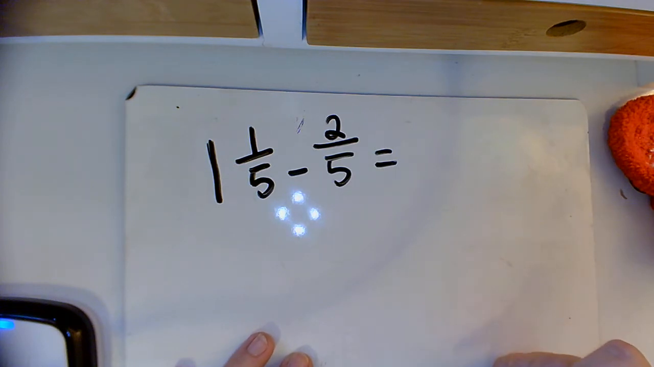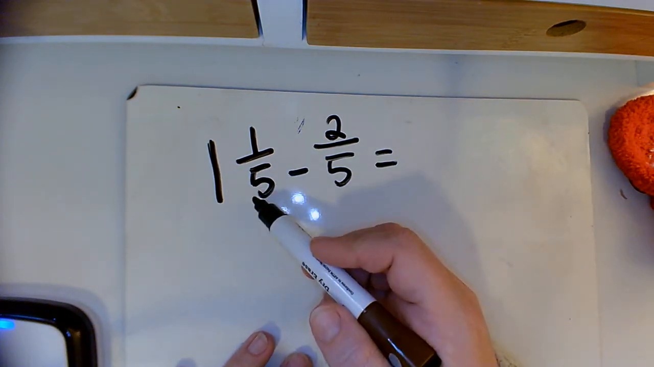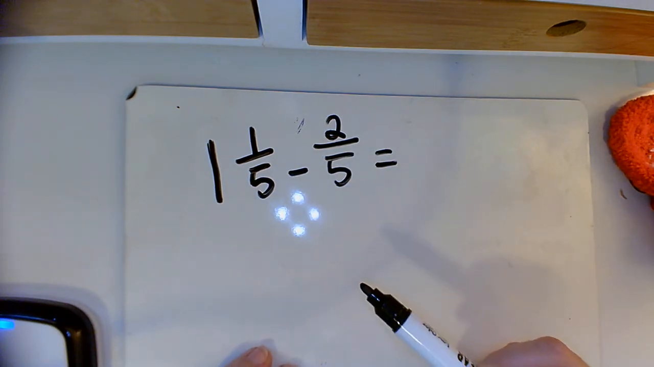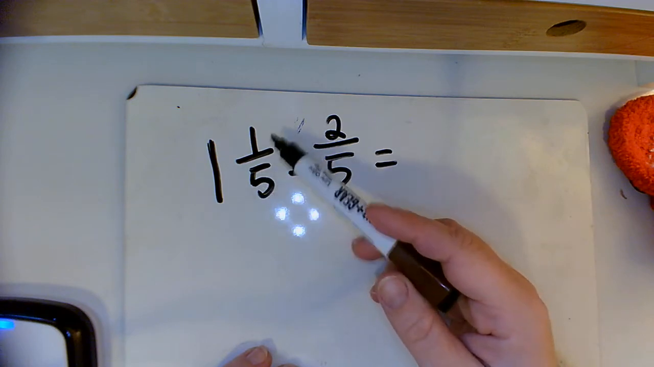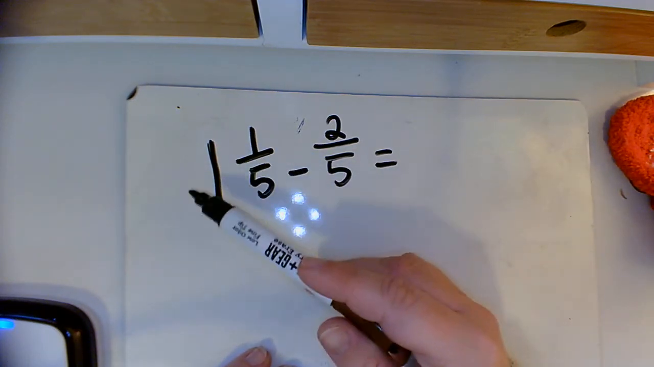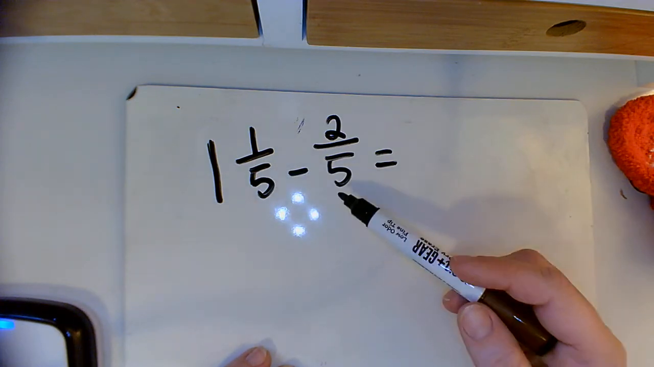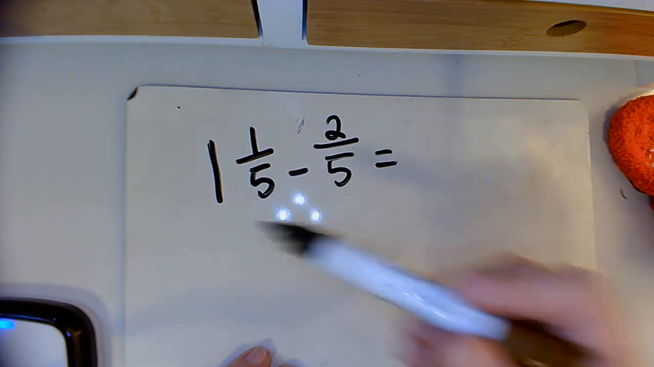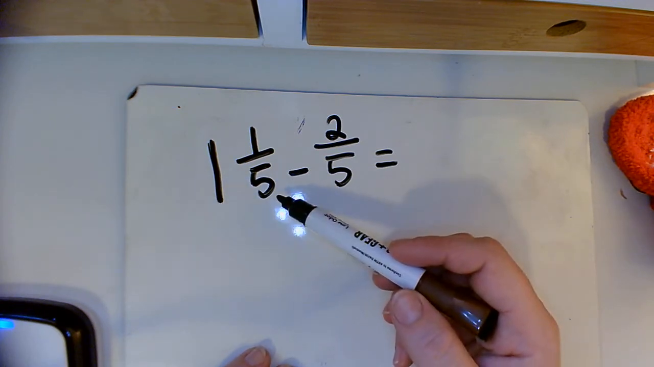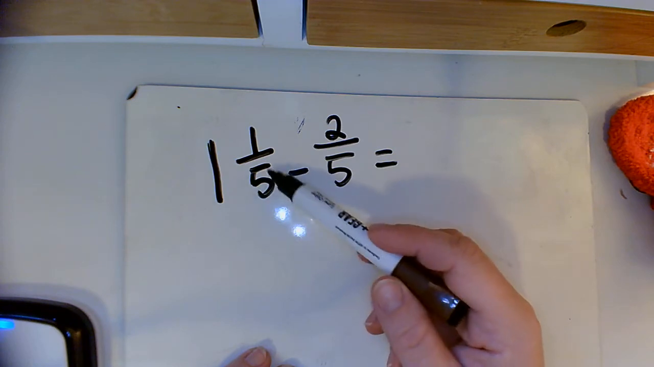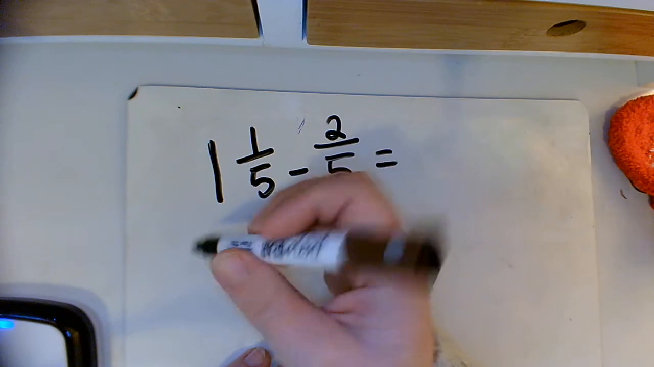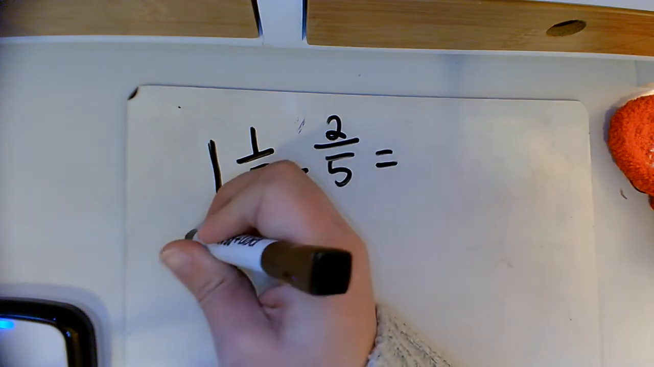Okay, so this one we have 1 and 1/5 minus 2/5. Okay, so if we don't have enough in our fractional unit to subtract the fractional unit, we need to convert that whole mixed number into that same fractional unit. So because we're working with fifths, we're going to change this 1 whole into fifths. And we know that if I'm working with fifths, I need 5 to make that 1 whole. Okay, so this is going to become 5/5.